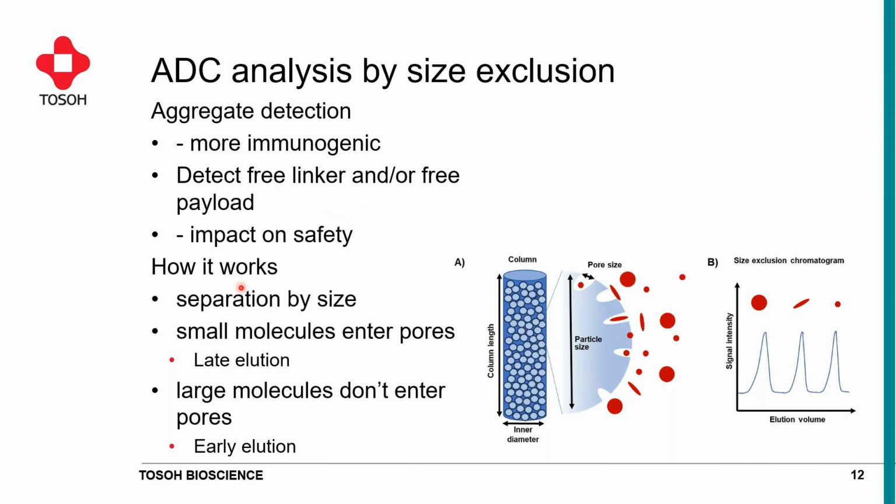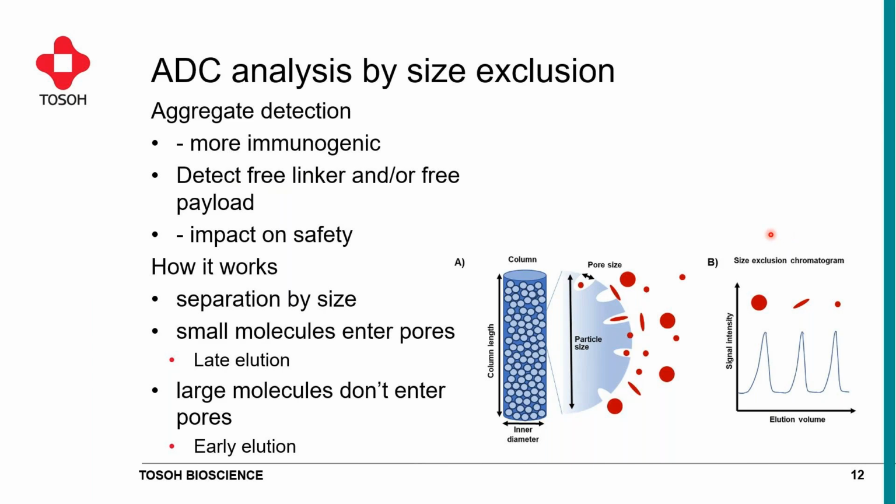So as I said, size exclusion chromatography separates by size. So basically what we have is a column with a porous material. Larger molecules cannot enter the pores in the material, so they will go straight down the column and elute early. If we have smaller molecules, they will enter each and every pore of this column, and that of course takes longer. They will elute later, and this leads to the separation by size that we see in size exclusion separations.